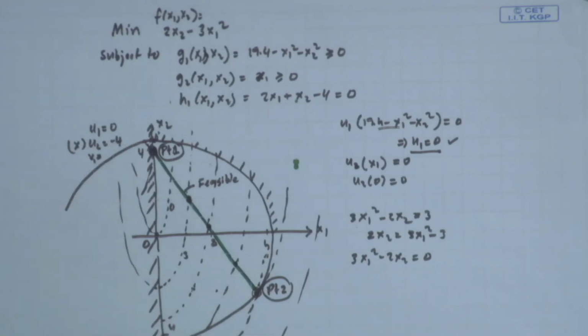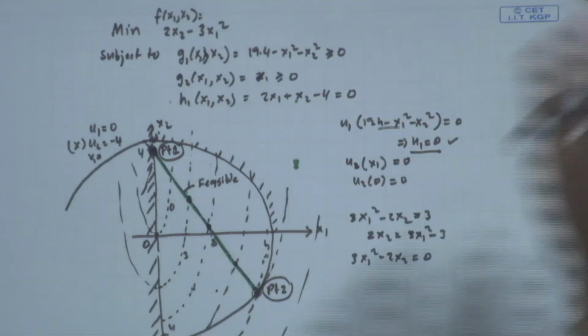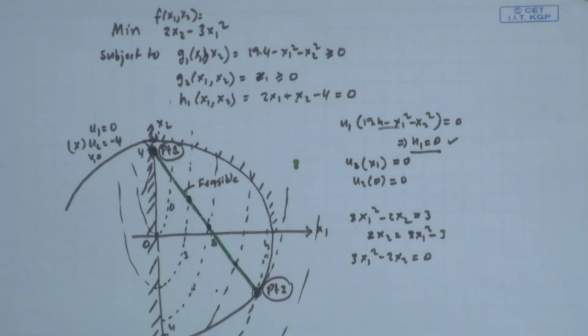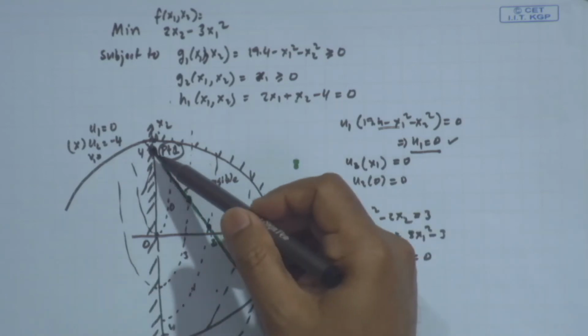So sometimes it's better to draw graphically and understand what's going on, and then use the theory and the algorithm to see if you're getting there. So point 2 should be a KKT point. Point 1 is not a KKT point, right? And it should not be, because that's not an optimum.